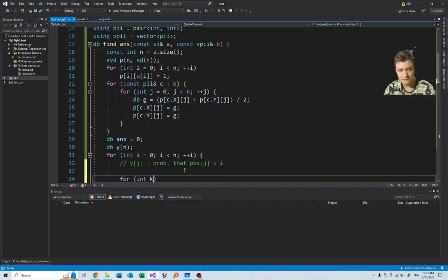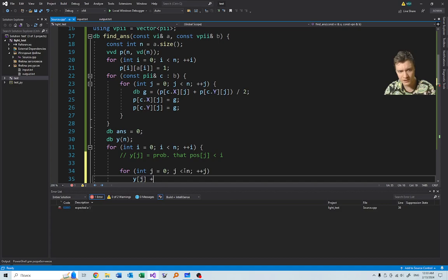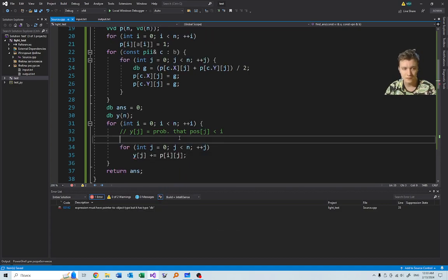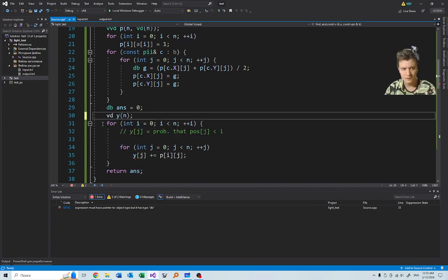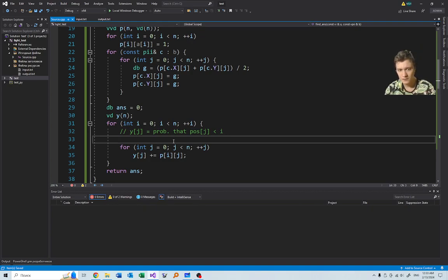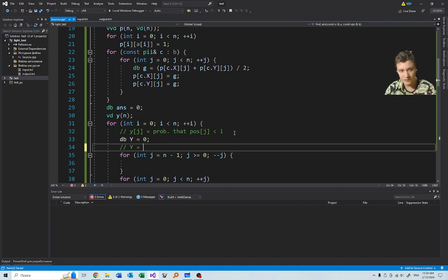So in the end, I will say that yj plus equals pij. Before that, let's go through all numbers. So now let's make a new dp by, which is 0, and y is the expected number of numbers which are greater than j and position is less than i. Initially it is also 0 because there are just no numbers which are greater than j.